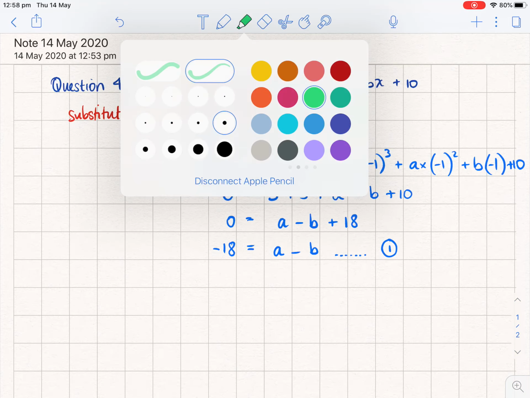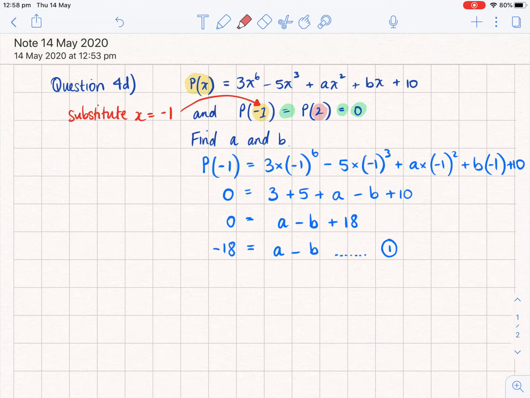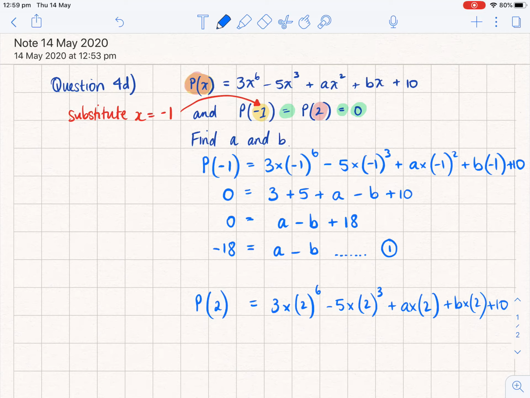So we've substituted in -1. Now let's substitute in the 2. Okay, and we're going to put that in this expression up the top, just like we did the first time. So let's start again. If I substitute in a 2, my hint is write the brackets for what you're substituting in. Okay, which gives me that.